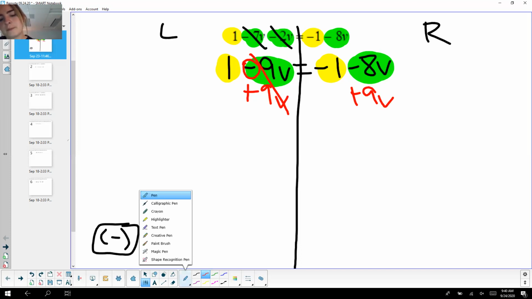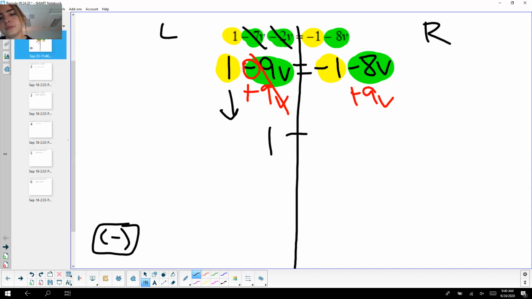I'm going to bring down my constant, which is 1. I'm going to bring down my other constant of -1. And then over here, I've got -8v plus 9v. So in your calculator, if you type in -8 plus 9, you should get +1.